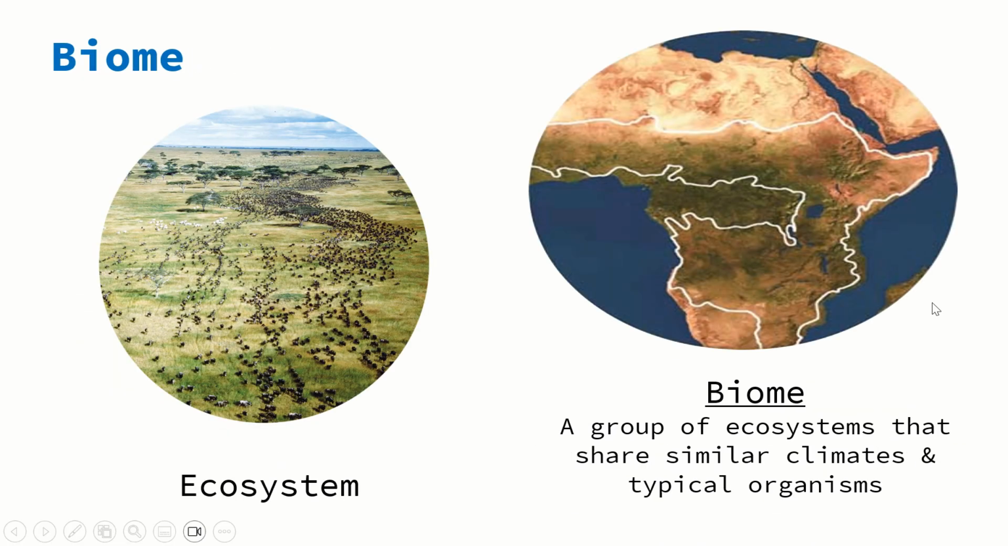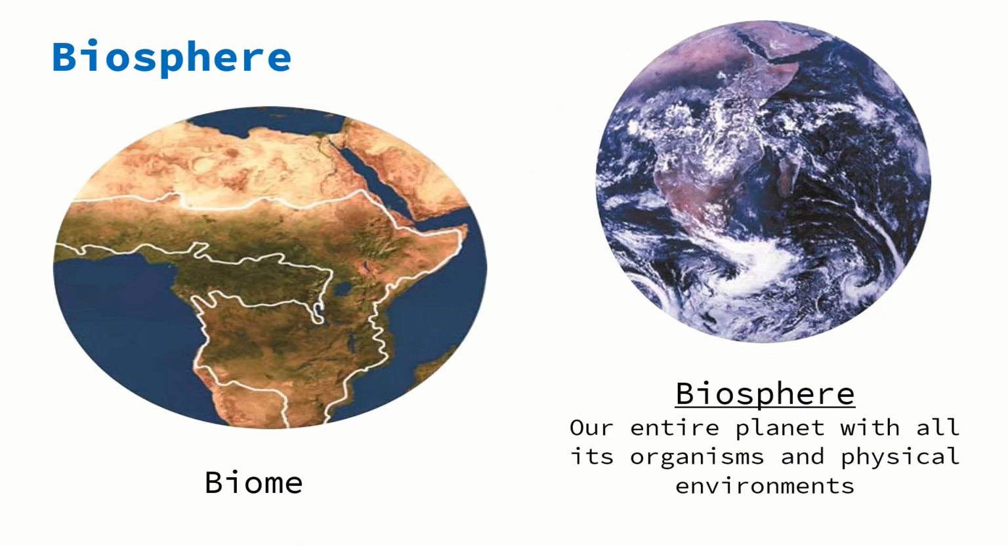From ecosystem, we can study the biome level, and biomes are just a group of ecosystems that share similar climates and typical organisms. So for example, the tropical rainforests are spread throughout the world, and they often have similar characteristics. So we look for things like the tree canopy and the fact that different organisms live within the canopy versus on the ground, and that is a defining characteristic of the tropical rainforest biomes. And so we're just looking at the widespread distribution of these ecosystems.